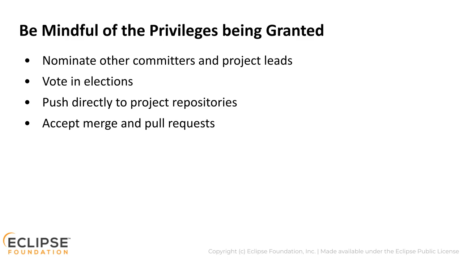Be mindful of the privileges being granted. Committers get to nominate other committers and project leads, and vote in elections. They can push directly to project repositories, accept merge and pull requests, and more. These are awesome responsibilities that should not be granted lightly. The nomination of a new committer has to be weighed against the risk of granting committer privileges to somebody who you only know through the contribution.